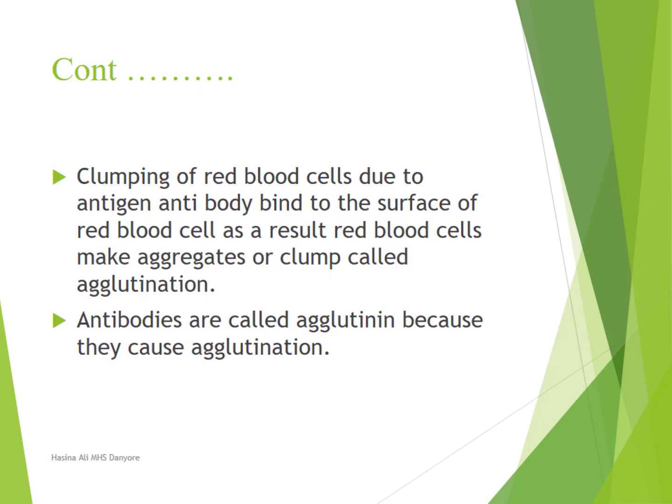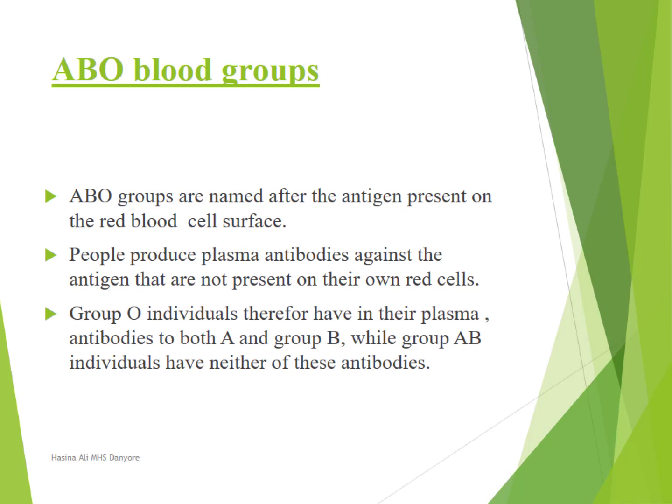So, clumping of red blood cells due to antigen-antibody bind to the surface of red blood cells. As a result, red blood cells make aggregates or clumps called agglutination. Antibodies are called agglutinin because they cause agglutination. So, clumping of red blood cell is called agglutination, and it is caused by antibodies which are present in the plasma. Dear students, let's have a look at ABO blood groups.